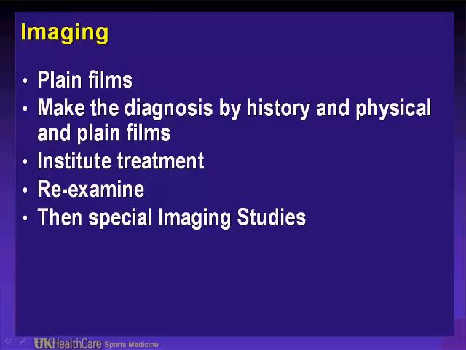The exception would be an acute anterior dislocation, or if you thought there was subscapularis involvement with significant weakness about the shoulder and an acute injury, then you could consider doing an MR imaging earlier, or certainly if you have a fracture or some significant bone issue, then a CT scan would be indicated.